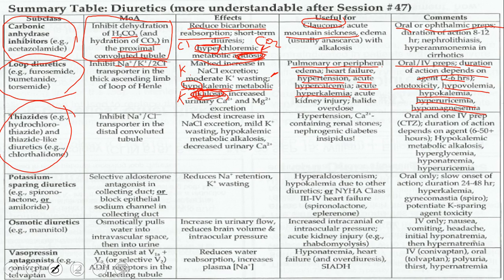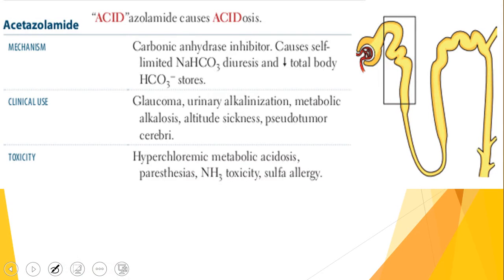Thiazide diuretics, potassium-sparing diuretics, osmotic diuretics, and vasopressin antagonists. A lot of different other ones out there too. Okay, so first of all, understanding acetazolamide takes its effect up here, proximal convoluted tubule.